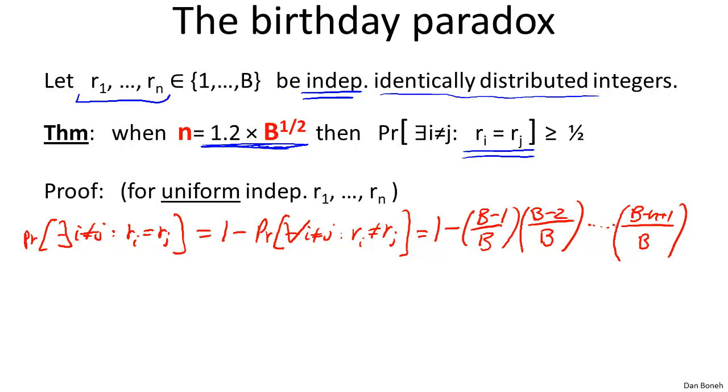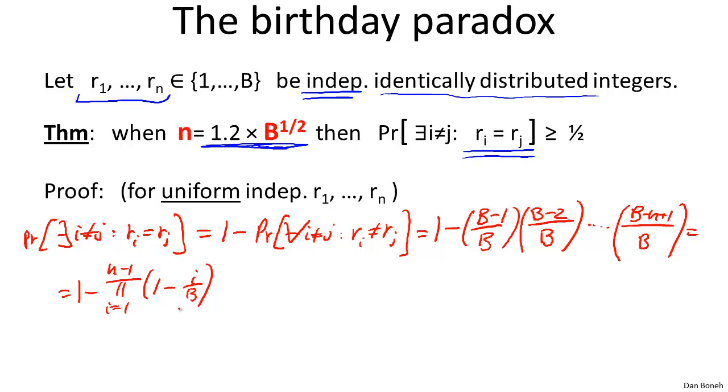Now you notice the reason I was able to multiply all these probabilities is exactly because the Ris are all independent of one another. So it's crucial for this step that the Ris are independent. Let me rewrite this expression a little bit. Let me write it as 1 minus the product of i from 1 to n minus 1 of (1 minus i over b). All I did is rewrite this as a big product as opposed to writing the terms individually.